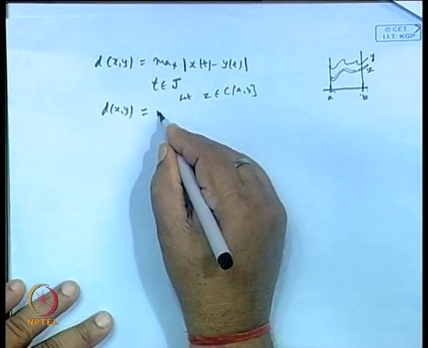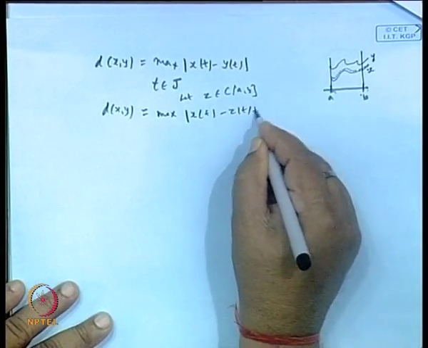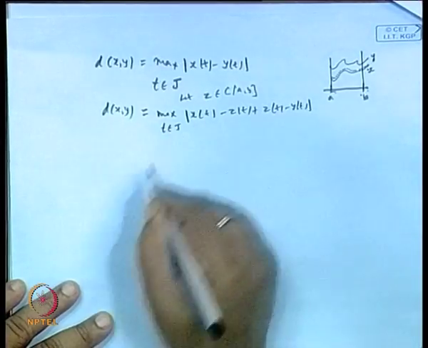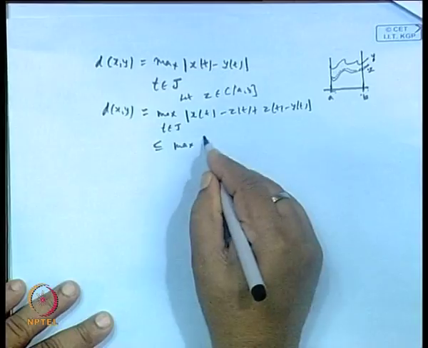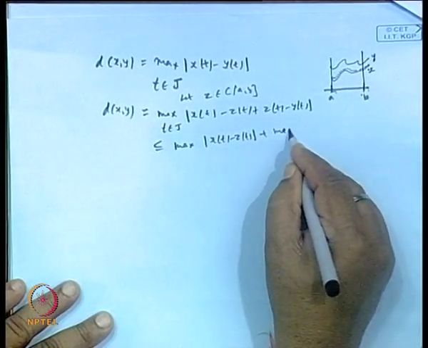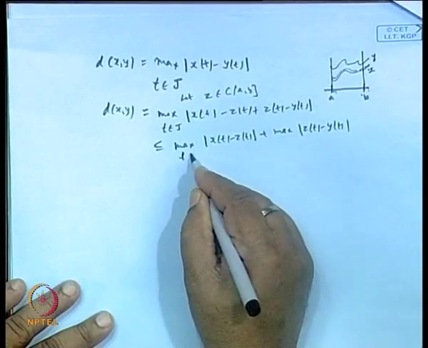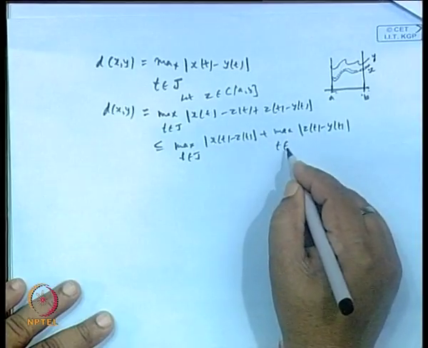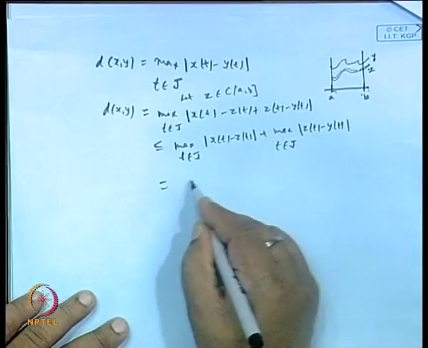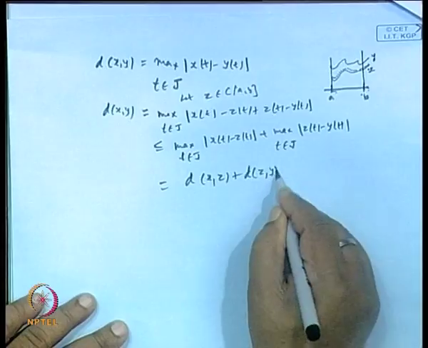And then find out this: x(t) minus z(t) plus z(t) minus y(t), and the maximum is over t in J. Now, it is less than or equal to the maximum of this sum, where the maximum is taken over t belonging to J. So, this is equal to d(x, z) and this one is equal to d(z, y).